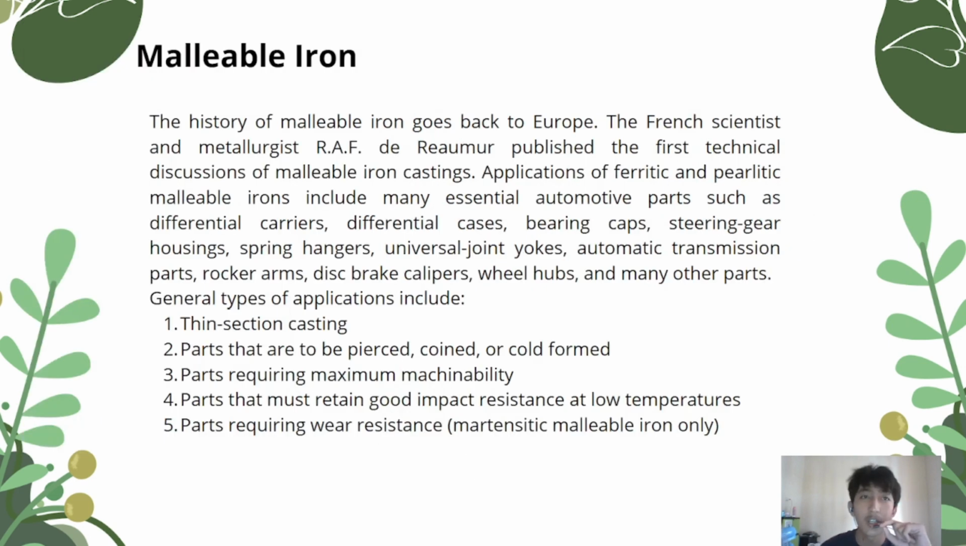Okay, next is malleable iron. The history of malleable iron goes back to Europe. The French scientist and metallurgist Réaumur produced the first technical description of malleable iron casting. Applications of ferritic and pearlitic malleable iron include many essential automotive parts such as differential carriers, differential cases, wheel hubs, steering gear housings, spring hangers, universal joint yokes, automatic transmission parts, rocker arms, disc brake calipers, and many other parts.